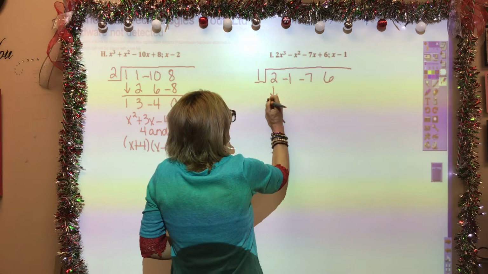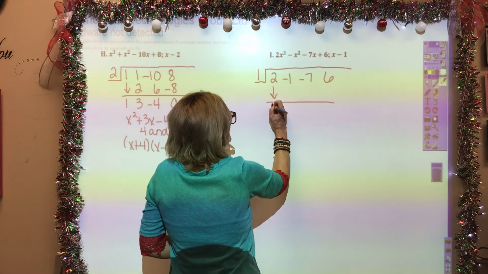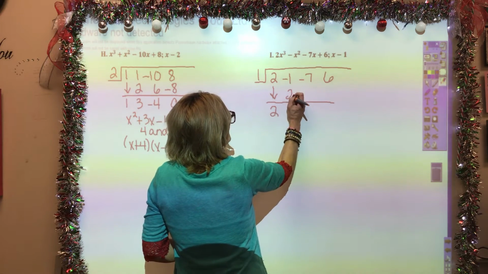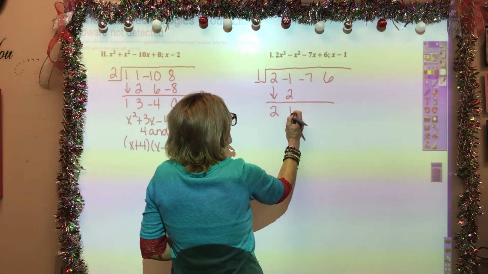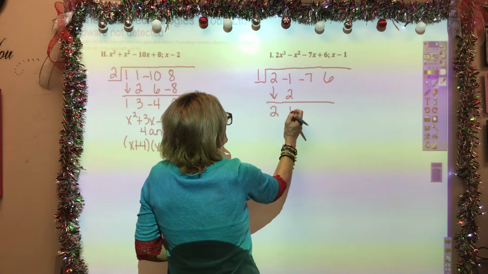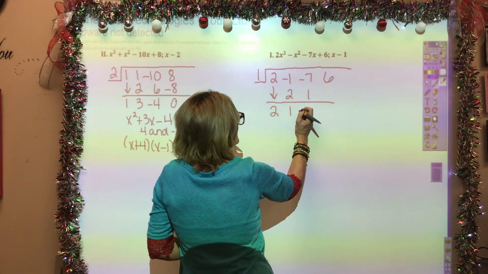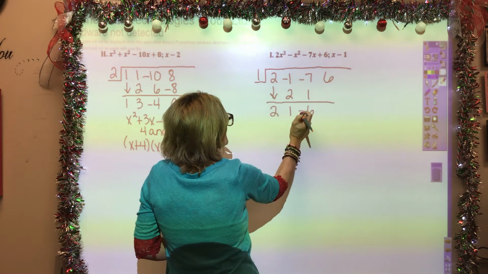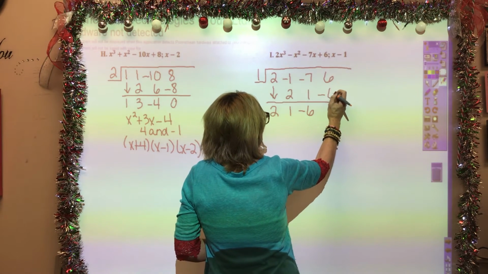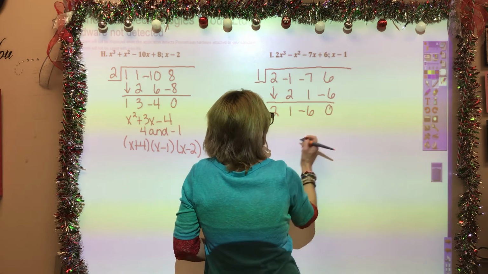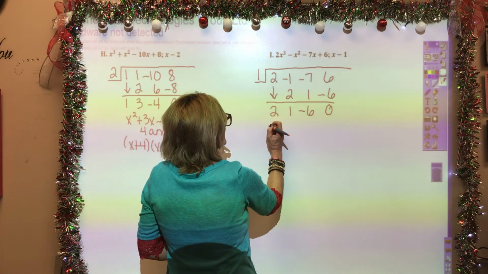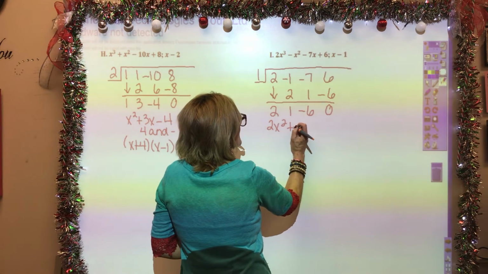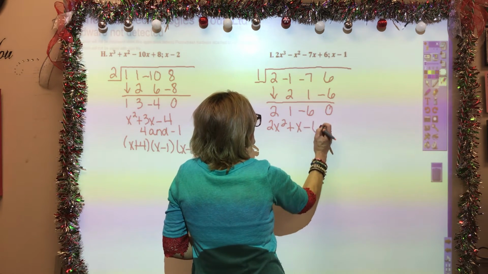Let's bring our arrow down, our line, drop our 2 down below the line. 1 times 2 would be 2, -1 plus 2 is 1. 1 times 1 is 1. -7 plus 1 is -6. 1 times -6 is -6. We end in a 0. So our powers now come down by 1. We've got 2x squared plus x minus 6.